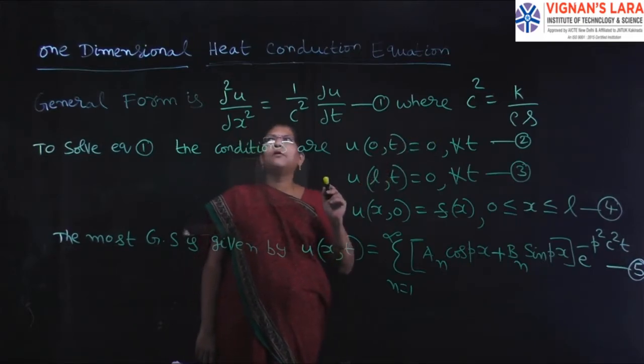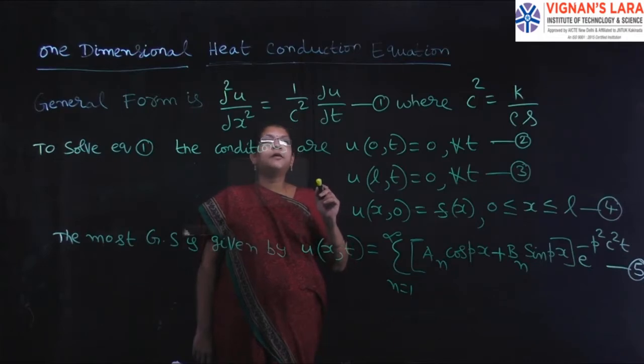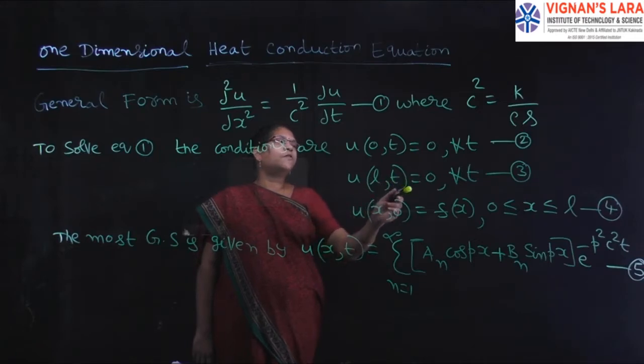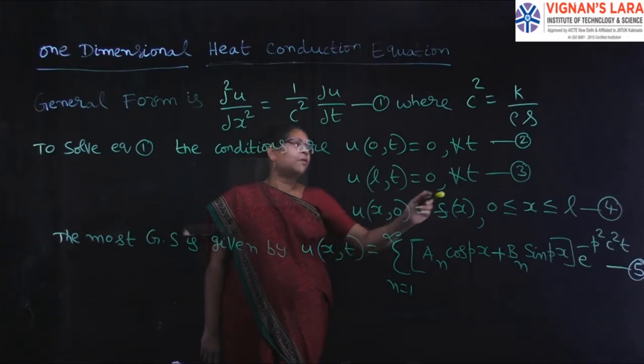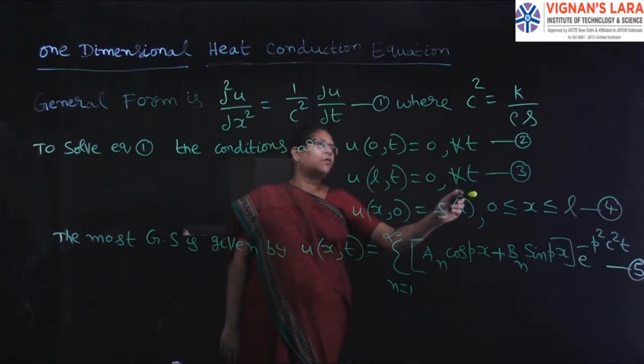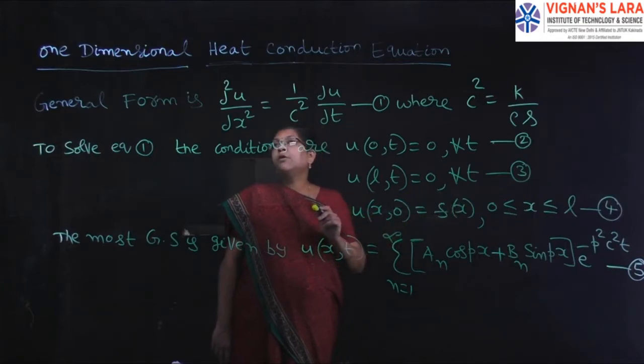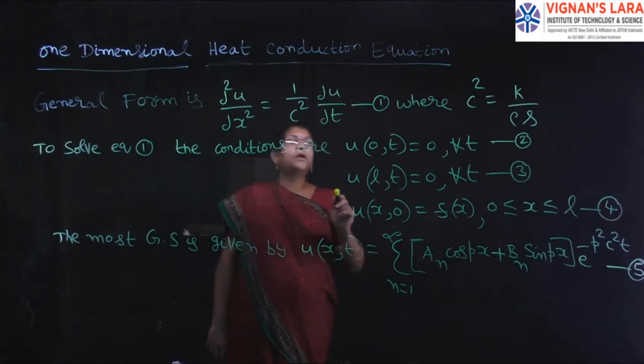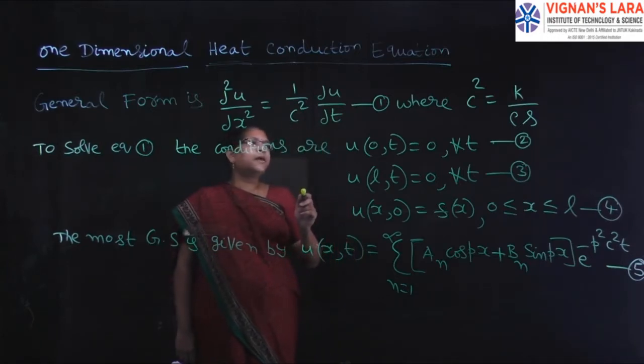To solve the heat conduction equation, we have to remember these conditions. What are the conditions? u(0, t) = 0 for all t. u(L, t) = 0 for all t. u(x, 0) = f(x), where 0 ≤ x ≤ L. So to solve the one-dimensional heat conduction equation, we have to remember these three conditions.